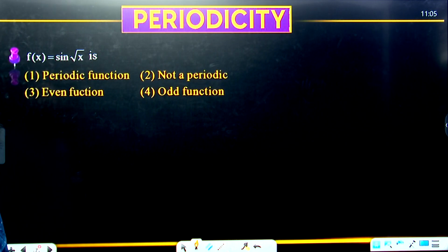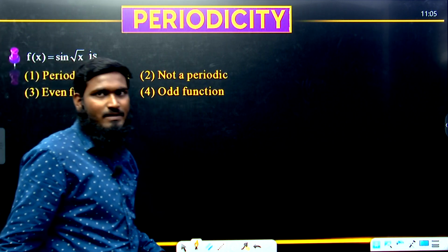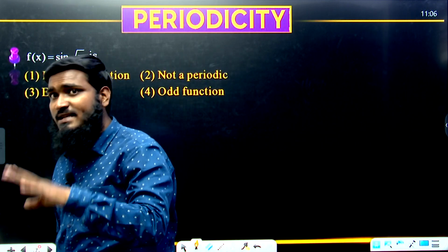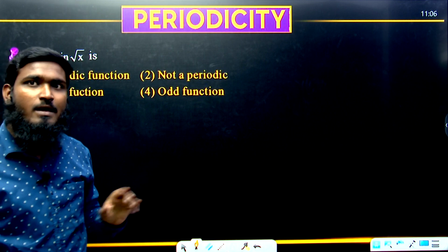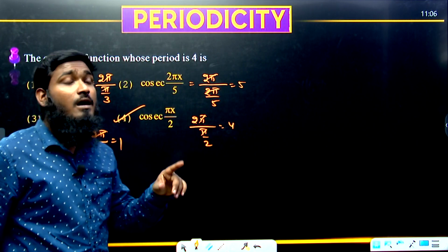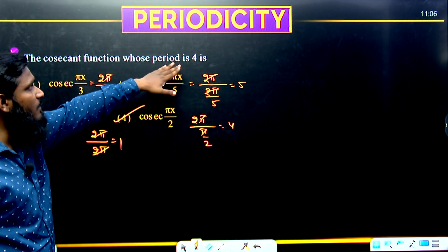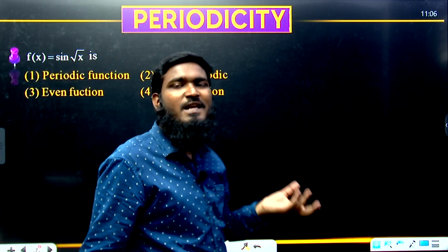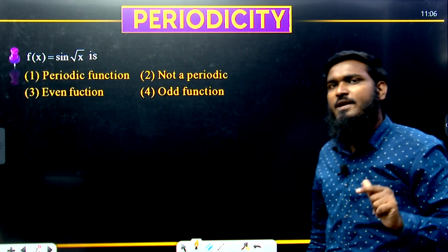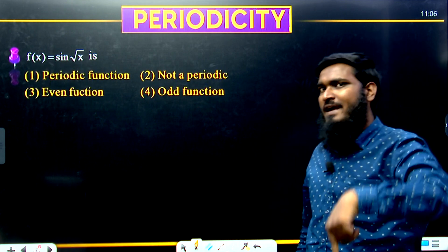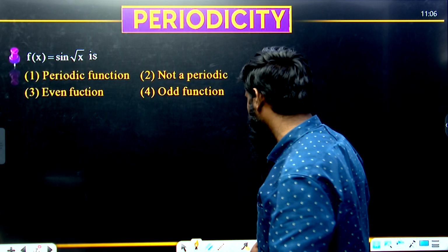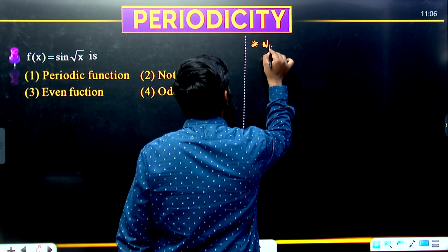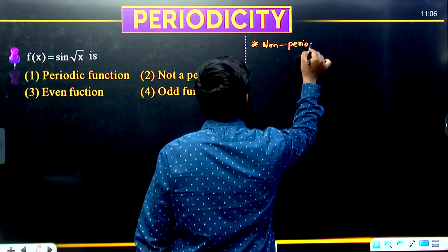Now let us go with the next question. F of x is equal to sine root x. One type of question we have taken relates to sine x into sine 60 minus x into sine 60 plus x. Second, we have taken this type of question, where the period is given and we have to find out the function. Now we have sine root x, is it a periodic function or a non-periodic function? Periodic functions we have almost discussed. Now how to find out that a function is non-periodic? Let us see this part.